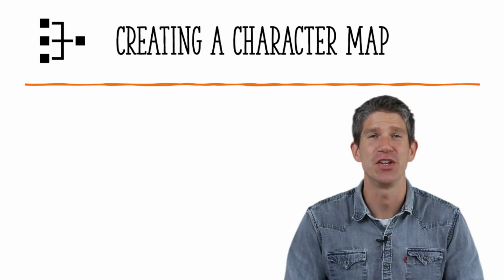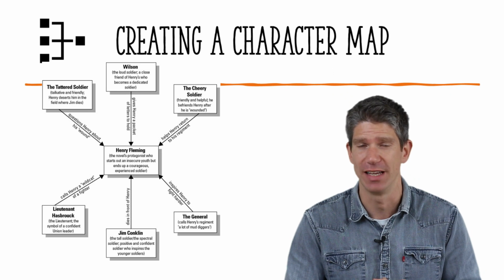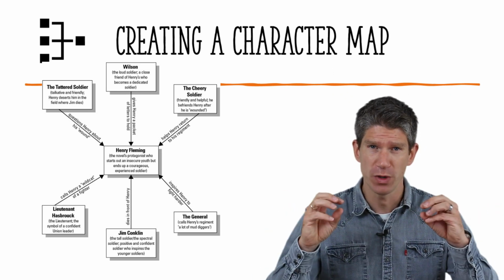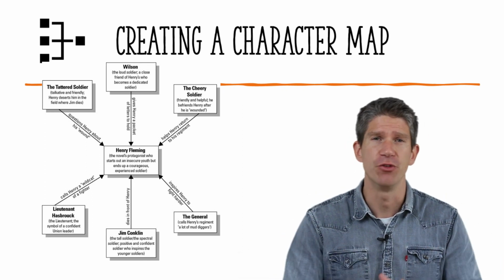Hi everybody, in this video I'm going to show you how to make a character map, or character constellation, it's sometimes called. Anyways, it's a diagram that shows you right away at first glance what the characters in a novel or a play are, and how they relate to each other.